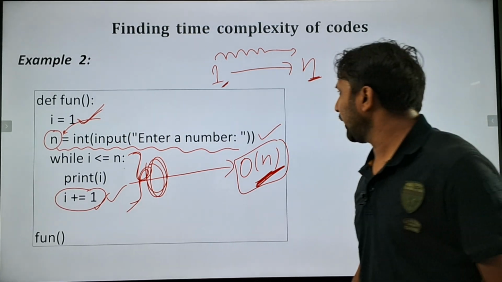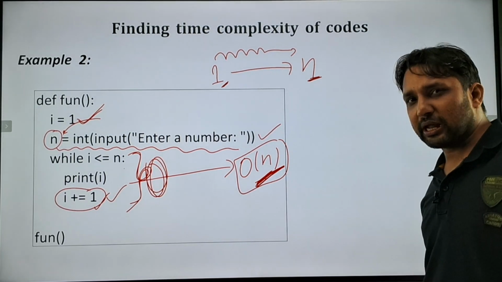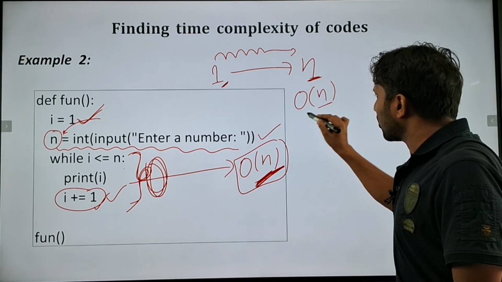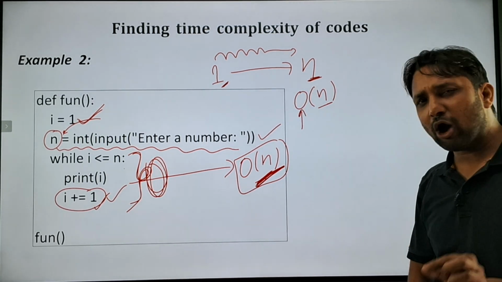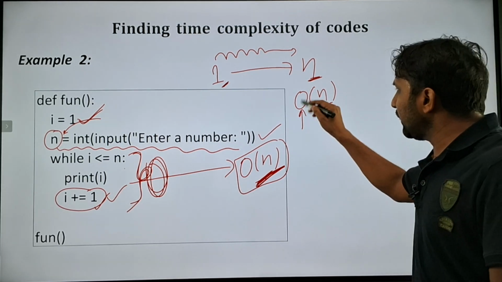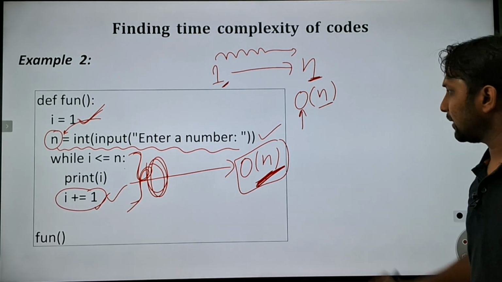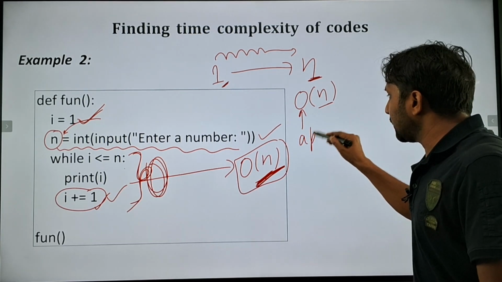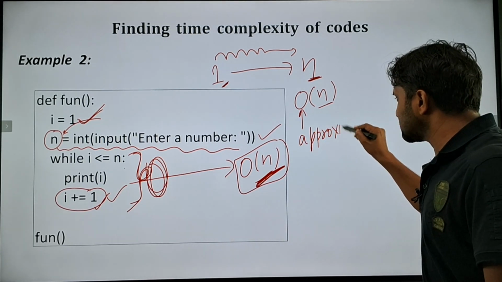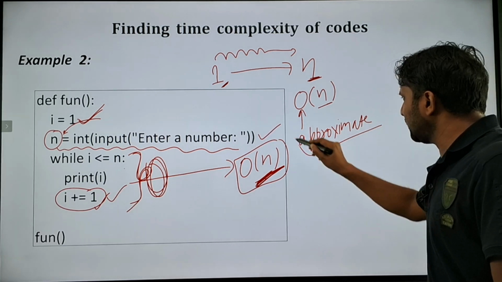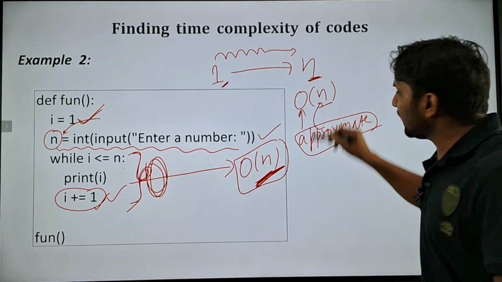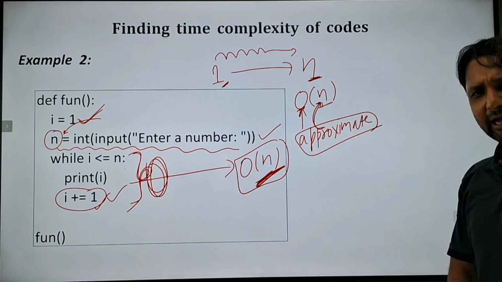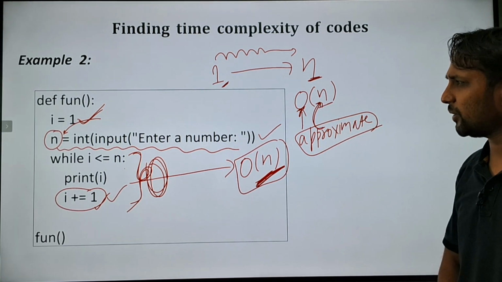One more thing I want to add over here, one extra piece of information. I'm using the words order of. This symbol I'm using, right now what you can think of it as is that you can replace it with the English word approximate. You can say that approximately I'm taking n time. Order of means approximately you are taking n time. Why am I saying approximately?